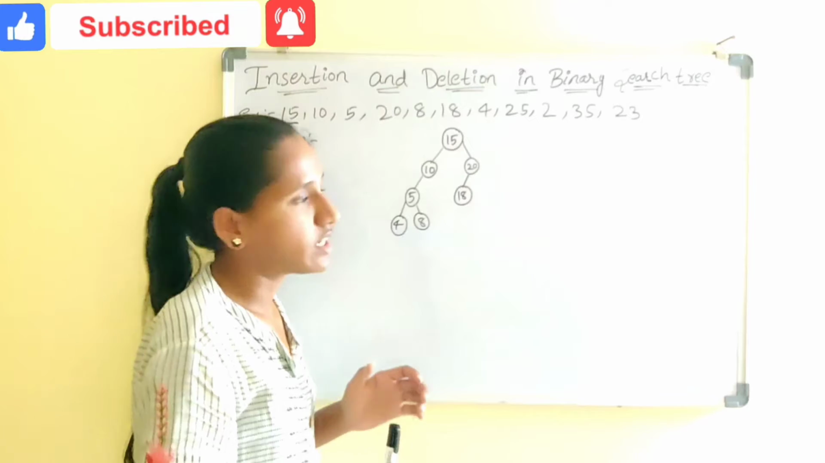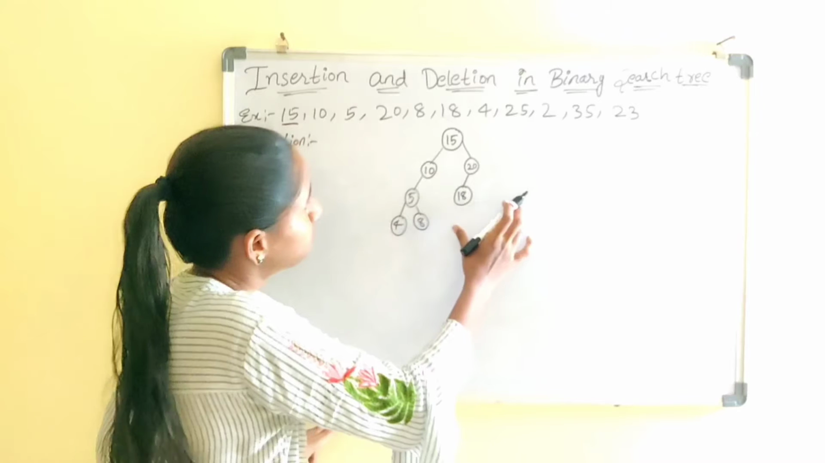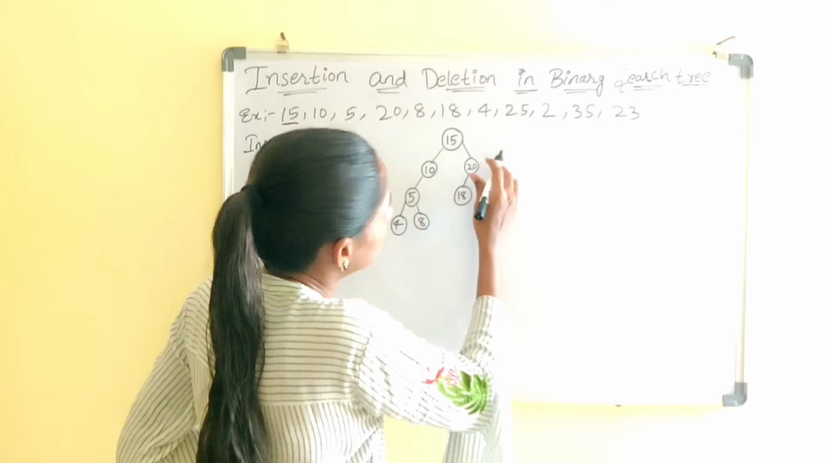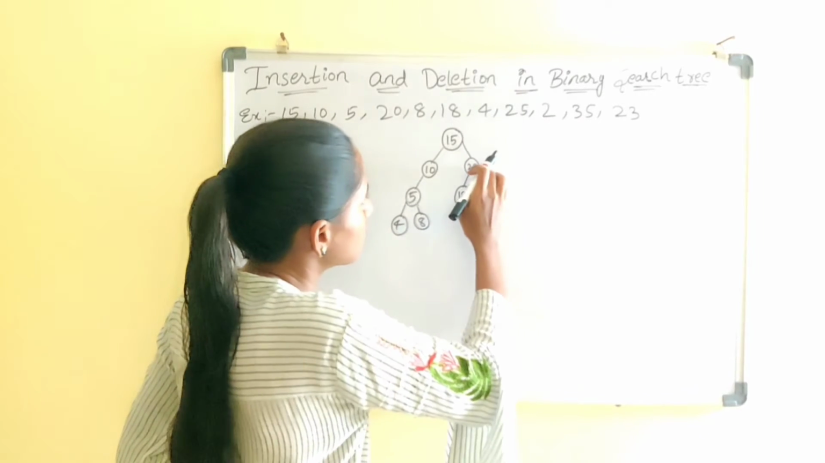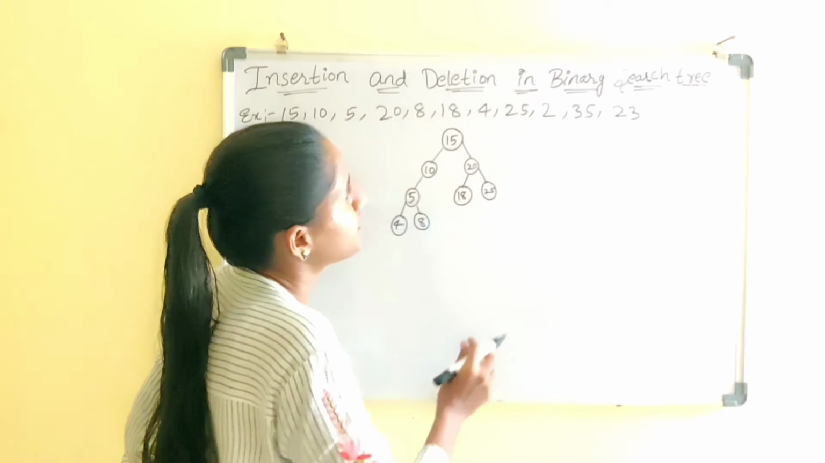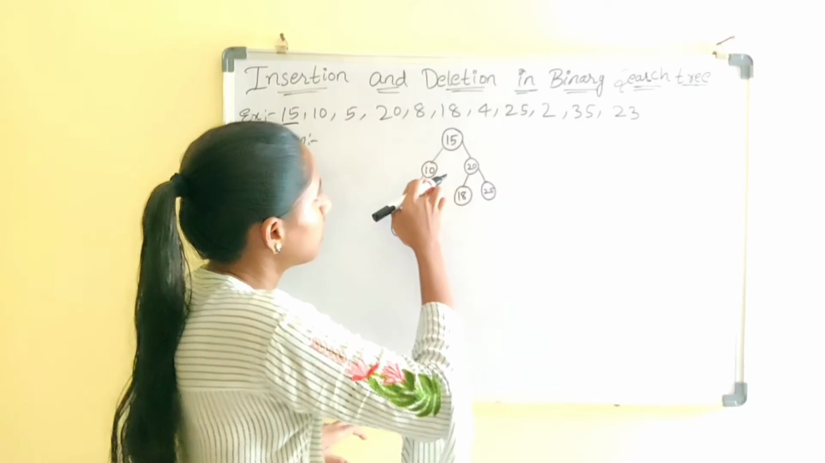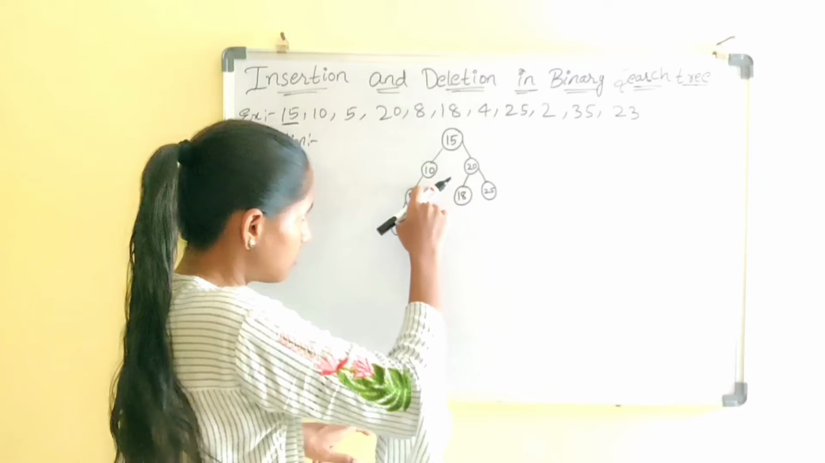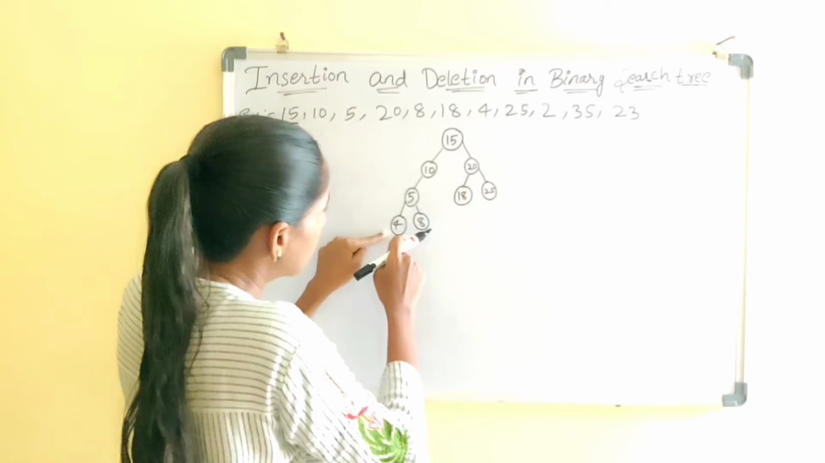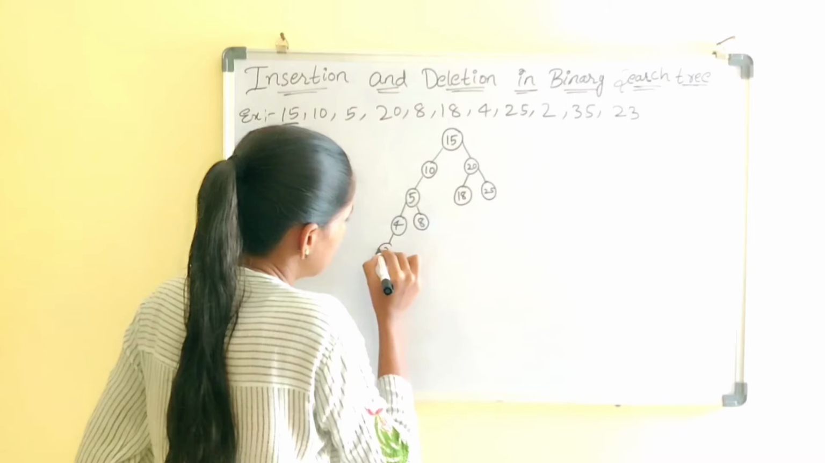Next 25. 25 is greater than the root node, then it comes into the right side. Again 20. Here it comes to the 20 node, so we have to insert 25. It is greater than this node, 25. Next we have to insert 2. 2 is less than the root node, and it is also less than the 10 node, and we have to come here. It is also less than the 4 node. So it comes here.